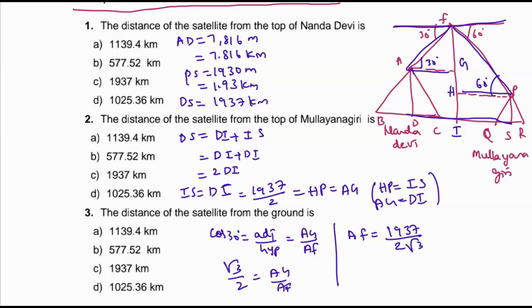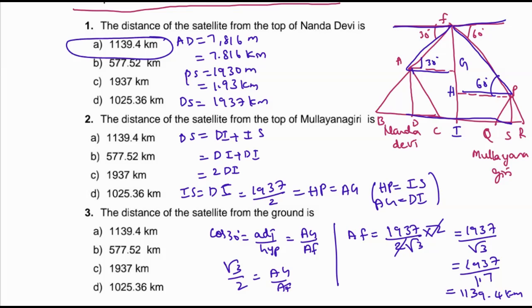I am just doing cross multiplication and into 2. This 2 and 2 will get cancelled. So it will be 1937 divided by root 3. If you take 1937 divided by root 3, with root 3 as 1.7, you get the answer as 1139.4 kilometer. That will be the first option A.